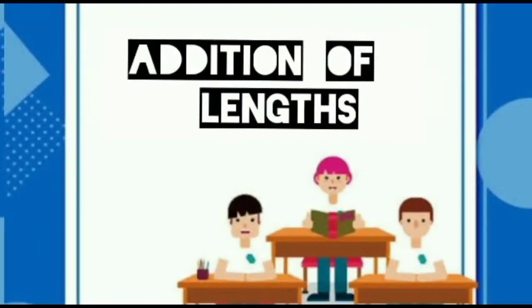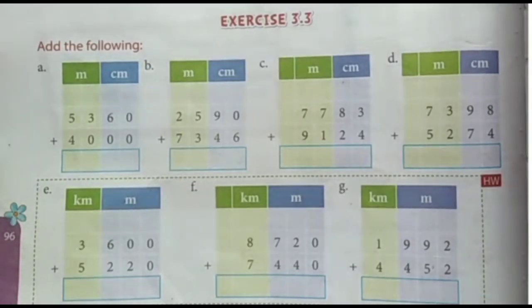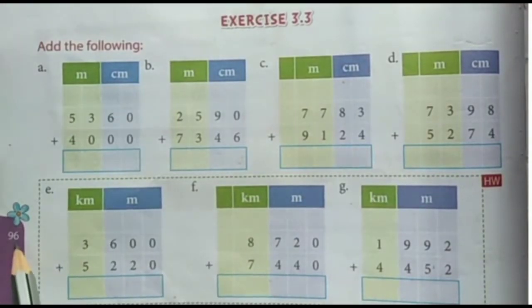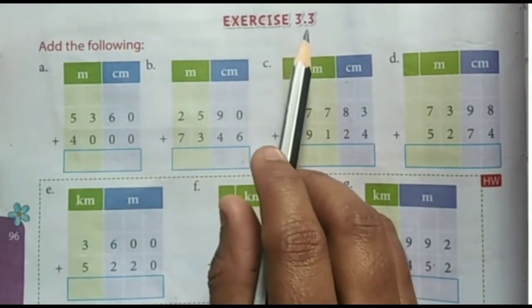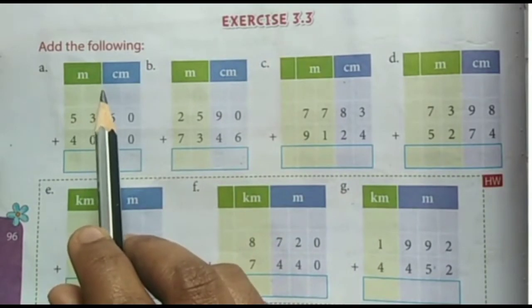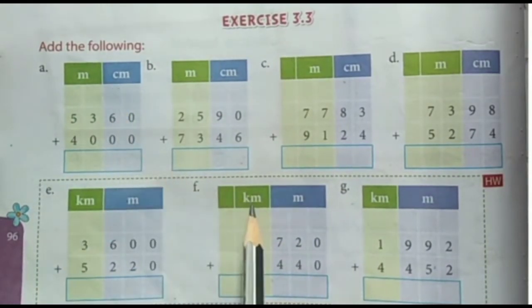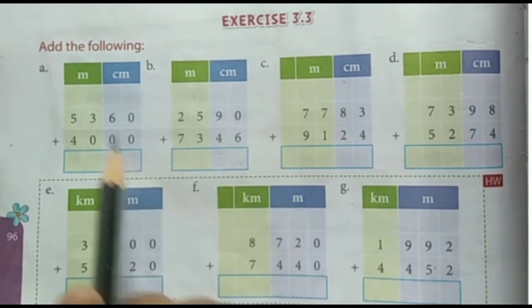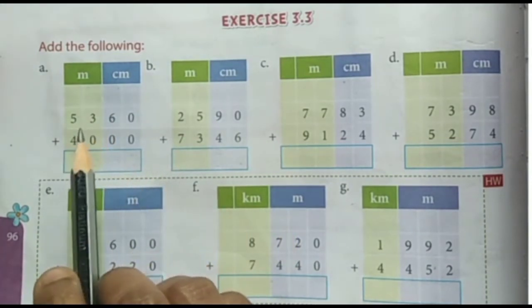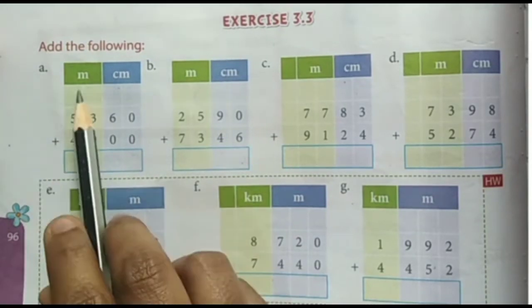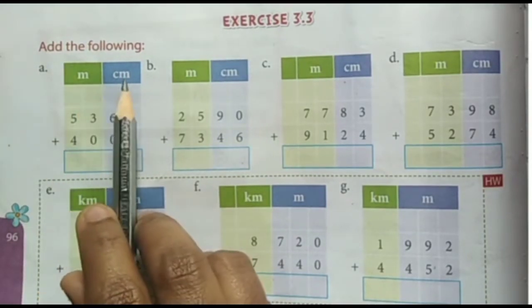Moving on to our next topic, addition of length. In this topic, let's learn how to add the given length. Children, take page number 96, exercise 3.3. Here we are going to learn addition of length. If it is given in meters and centimeters, then kilometers and meters. Children, addition of length means we should add the given numbers according to the given units. The first question is given in meters and centimeters.